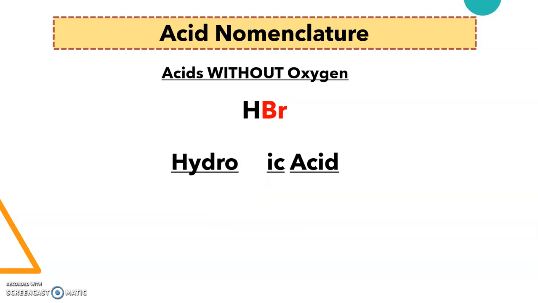What about HBr? Because it doesn't have oxygen in it, I know it's going to be hydro something acid. Br's name is bromine. Take off the ending and shove the root of the word into my naming scheme: hydrobromic acid. Let's try another one. HI.